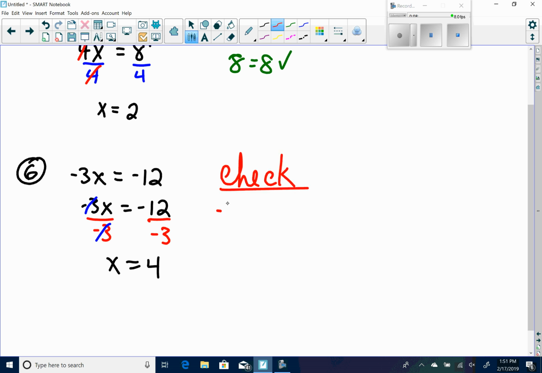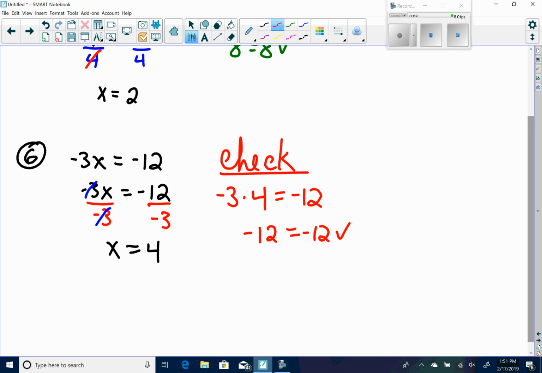If we check this, negative 3 times 4, will that give us a negative 12? A negative times a positive is going to be a negative. So we get a negative 12 on the left side, which corresponds to the negative 12 over there on the right side.